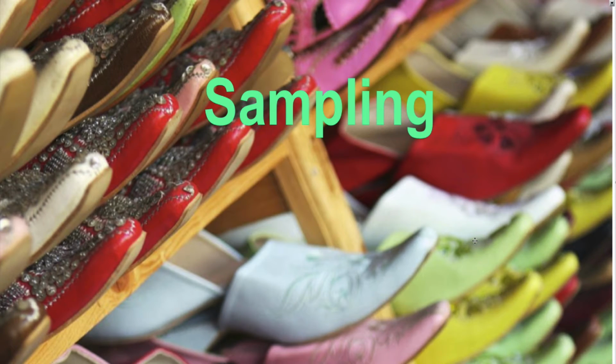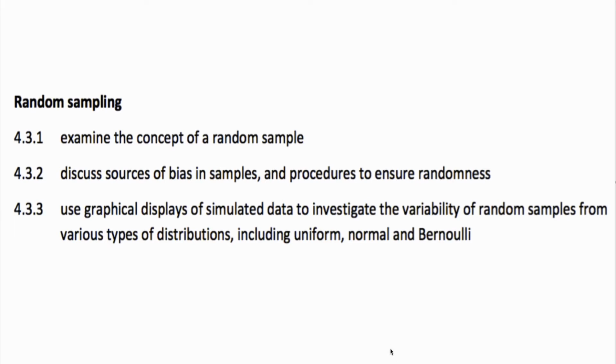Hi there everyone, in this video we're going to be talking about the second part of sampling, and that is in the syllabus. It specifically mentions that we need to know about graphical displays of simulated data to investigate the variability of random samples. And I think I talked about this a little bit in the last video, that because we're taking samples from the population, every sample we take is going to be unique, especially if the population size is large. So if we've got 1,000 people and we're taking samples of size 20, every sample that we take is likely to be different.